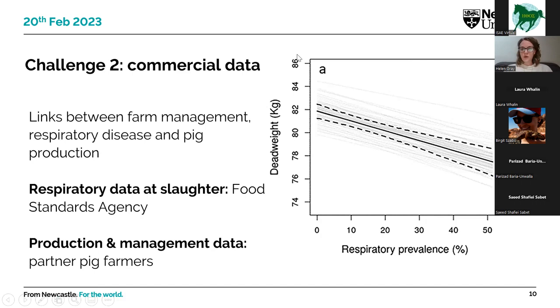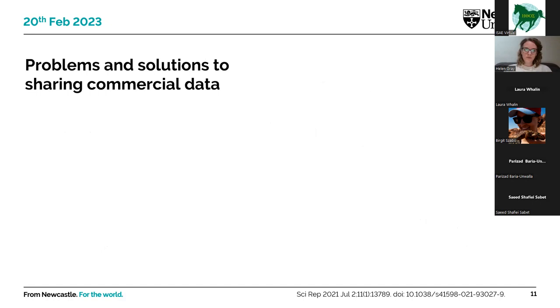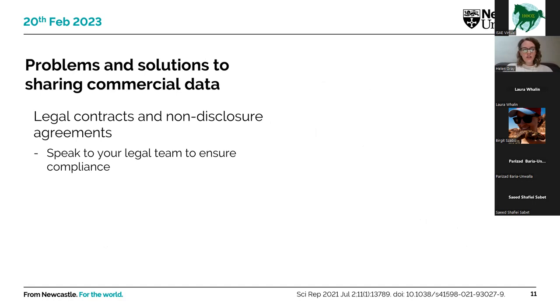So here we had data which were really interesting that we wanted to be able to share with people, but they were commercial, and what does that mean for openness? Quite often there are legal contracts and non-disclosure agreements in place when we're dealing with commercial companies. So we really needed to speak to the legal team to ensure compliance with sharing any of these data.